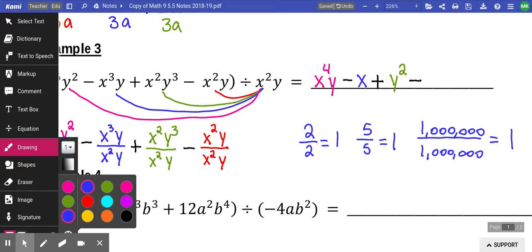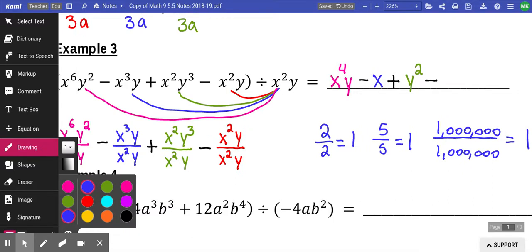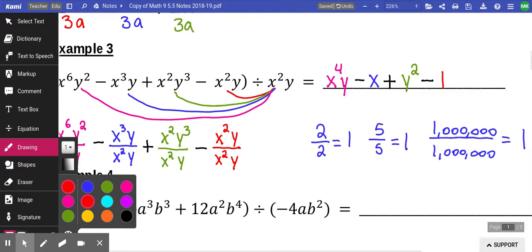Anything divided by itself is 1. That rule still applies with letters. So if you look at the red term, this is something divided by itself. So something divided by itself should always equal 1. So we actually put a 1 there. Yeah, Joe. So if it's the identical term, we use this old rule that anything divided by itself is 1, and we apply it.